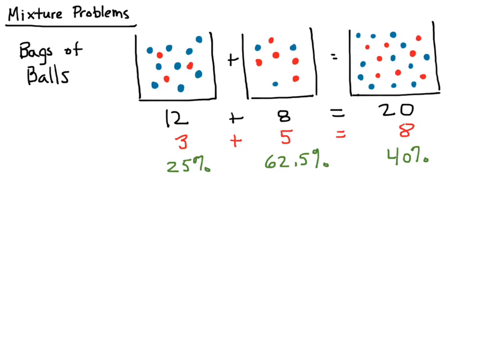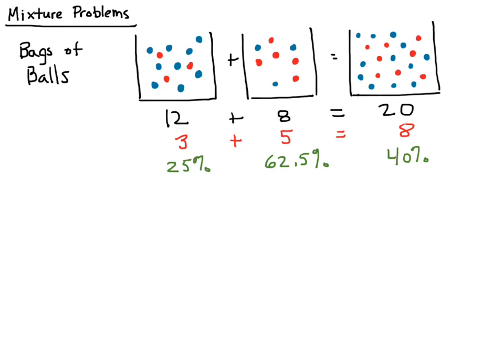balls are red. Now, if you notice between the numbers, there doesn't seem to be any particular relationship between the percentages. They certainly don't add up, or they don't average to 40%. But when you do the count of them, of course, the count is exact. 12 plus 8 equals 20, and 3 plus 5 equals 8.